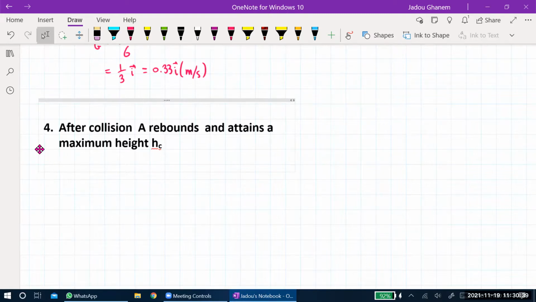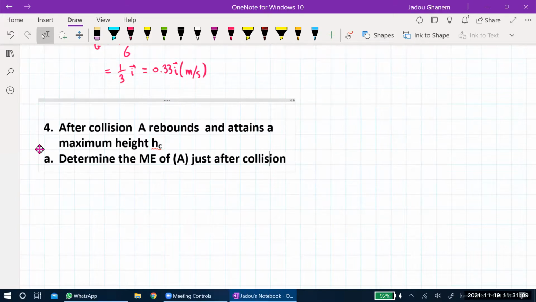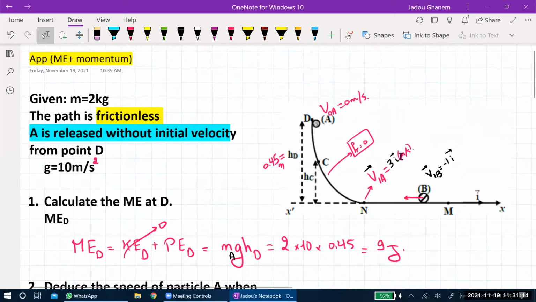Here, let's start the part. Okay, and the question here, determine the mechanical energy of particle A just after collision. Let's check what happened in this part.